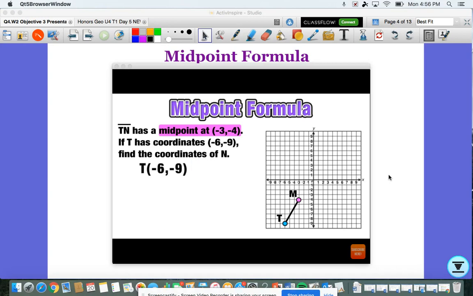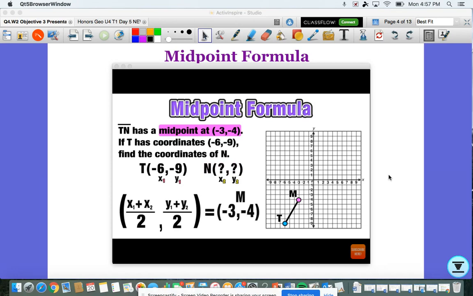So we know that endpoint T has coordinates at -6, -9. That's our x1, y1. And our other endpoint N has unknown coordinates, but that's still going to be our x2, y2. Now we're still going to use the midpoint formula, but we know that it's going to equal the midpoint, which we already have, which is -3, -4.